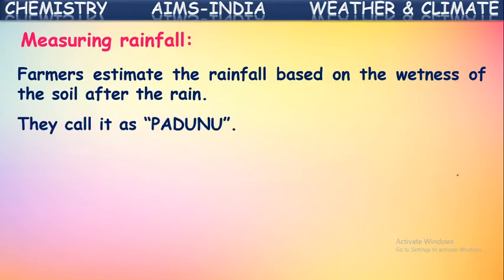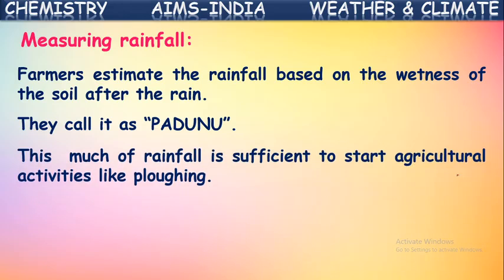This is called Padunu. Generally, they will call this as Padunu. This much of rainfall is sufficient to start agricultural activities like plowing.